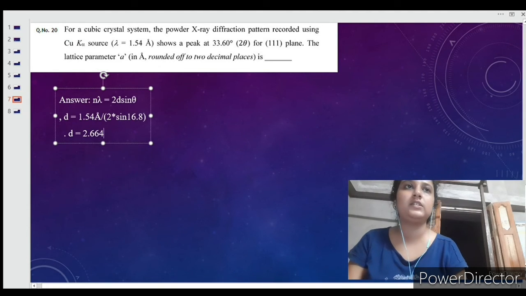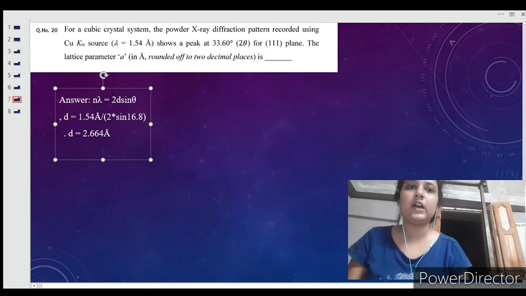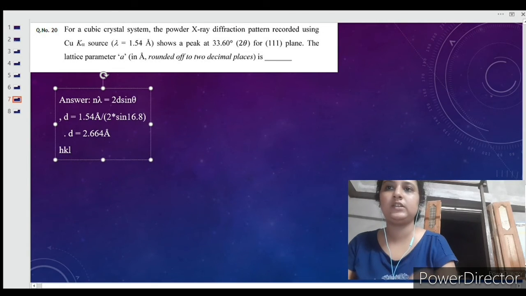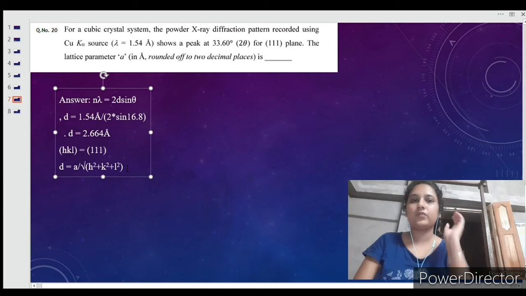The value of d is equal to 2.664 Angstrom. Okay, now the next formula is the formula of d with the hkl values. Here hkl, that is the Miller indices, are equal to 111. So these values are given.